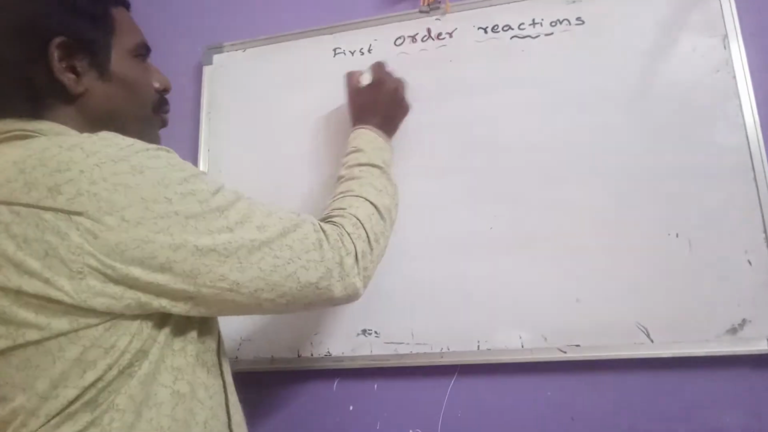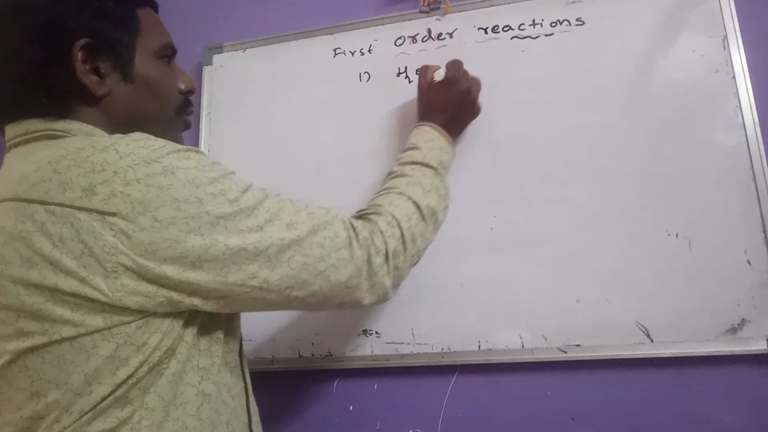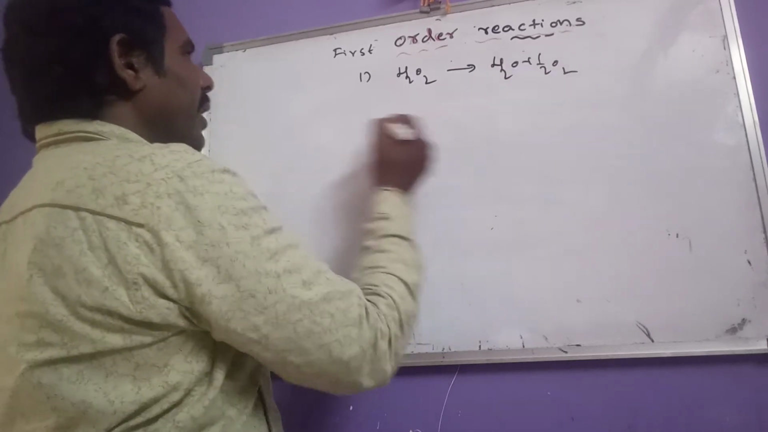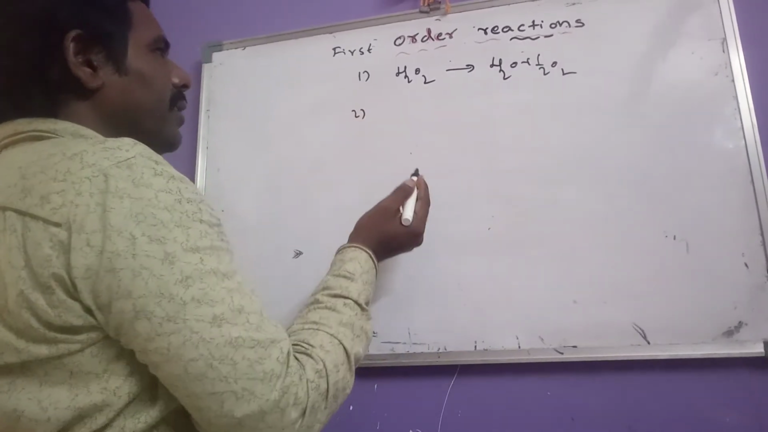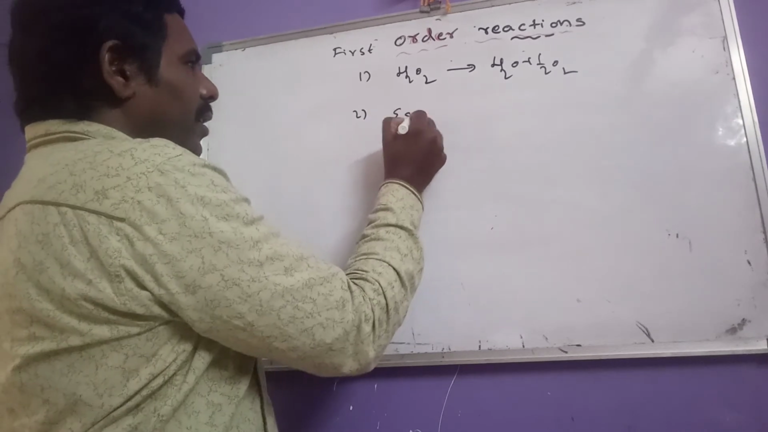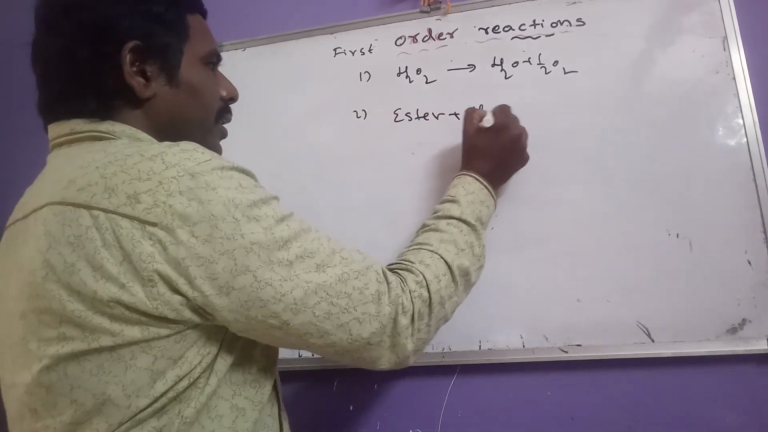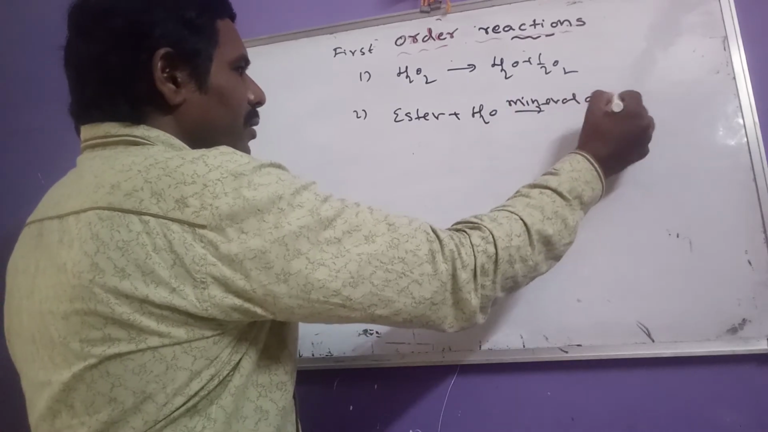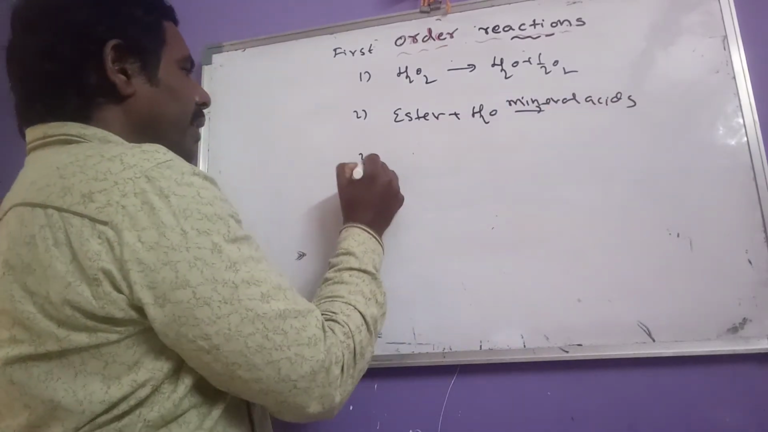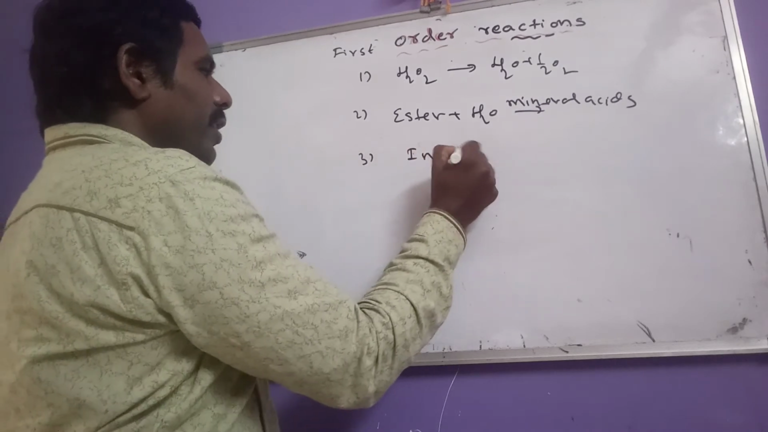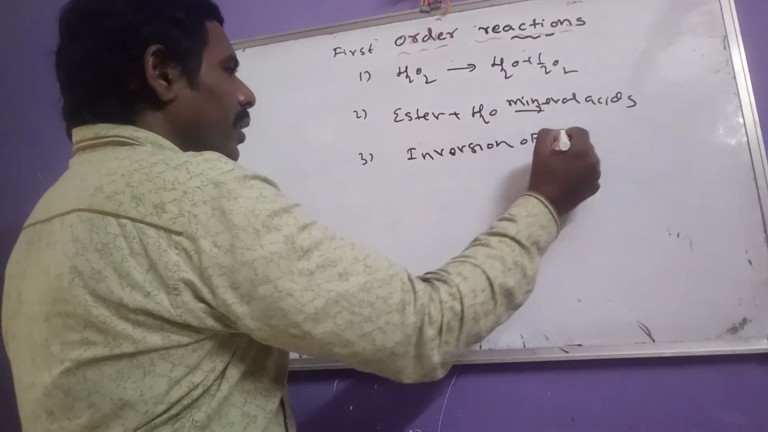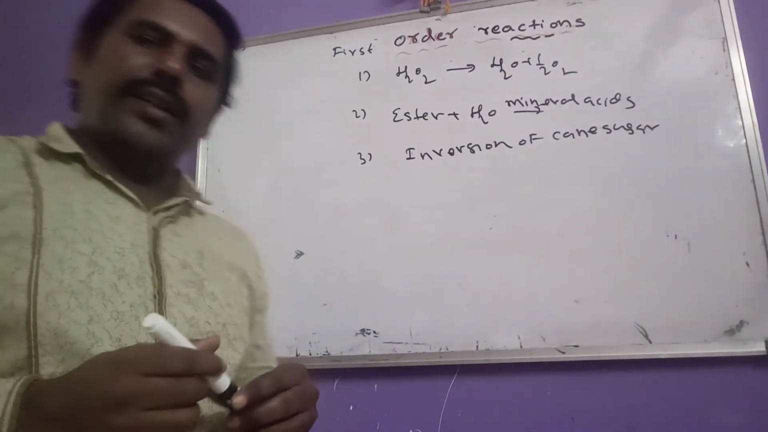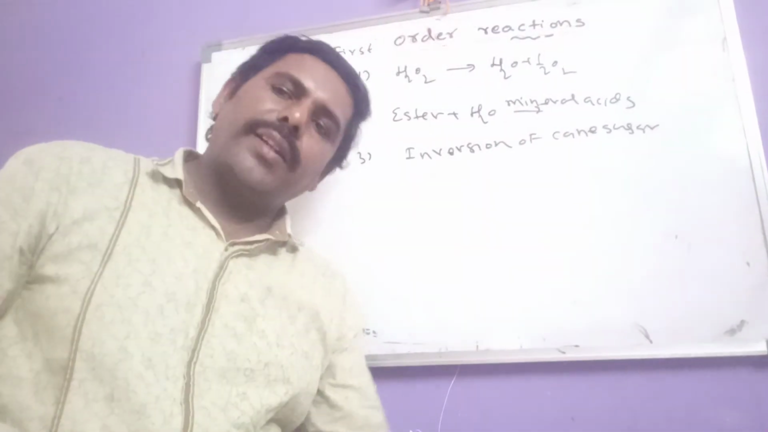Decomposition of H2O2: H2O2 decomposition comes under first order kinetics. The second example is hydrolysis of ester in presence of mineral acids. And the third example is inversion of cane sugar. So these are some examples of first order kinetics or first order reactions.